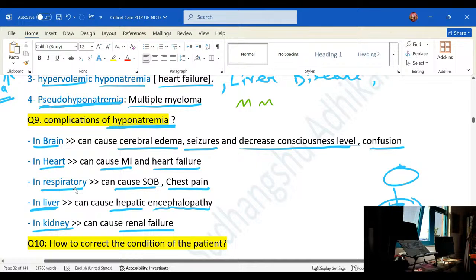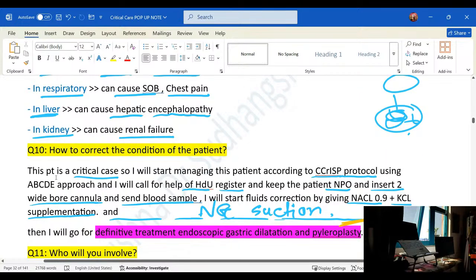How to correct the condition of the patient? This is a critically ill patient. So I will start managing this patient according to the protocol using the ABCDE approach, and I will call for help from the HDU registrar and keep the patient NPO, insert two wide bore cannulas, and send a blood sample. I will start fluid resuscitation with sodium chloride and potassium chloride supplementation.